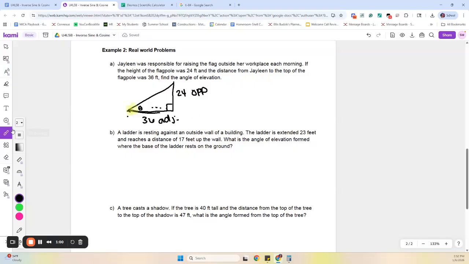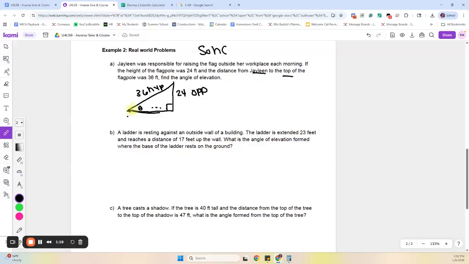Oh wait, no. It's not. It says Jaylene to the top of the flagpole. See, I can't even read. That's my mistake. I was like, why are we doing a tangent here for this one? So to the top of the flagpole was 36. So that means we have 36 over here, and this is our hypotenuse.